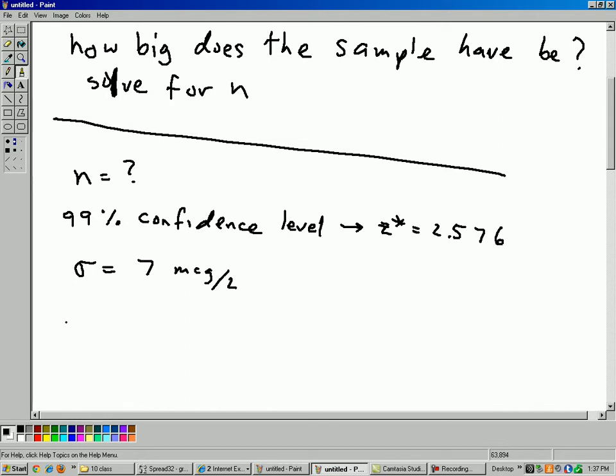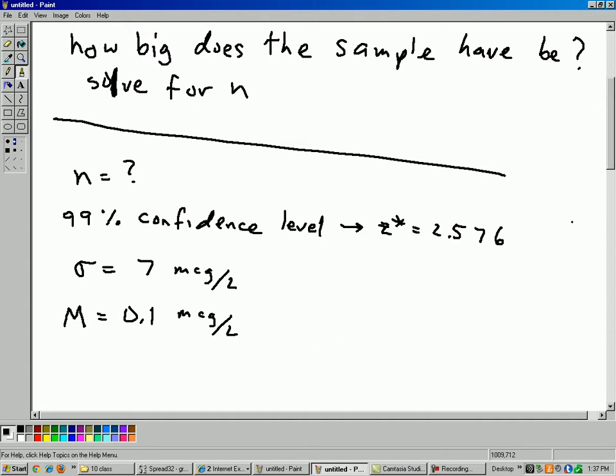And they have a desired margin of error. Let's use m for margin of error. Some people use e for error. That's fine. I'll just use m here. M is equal to 0.1 micrograms per liter.